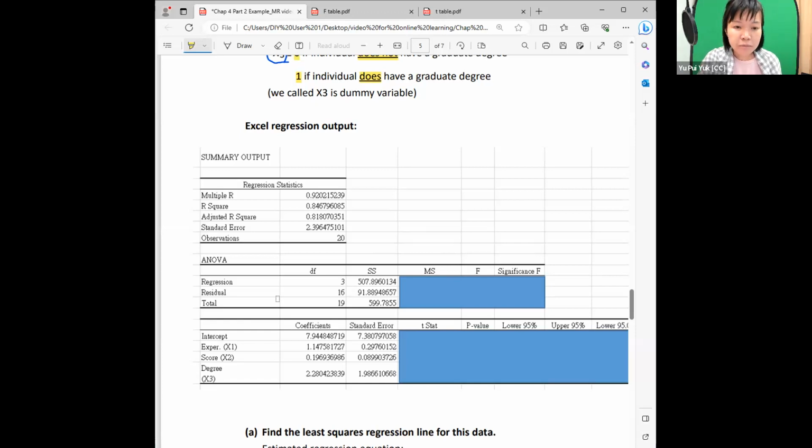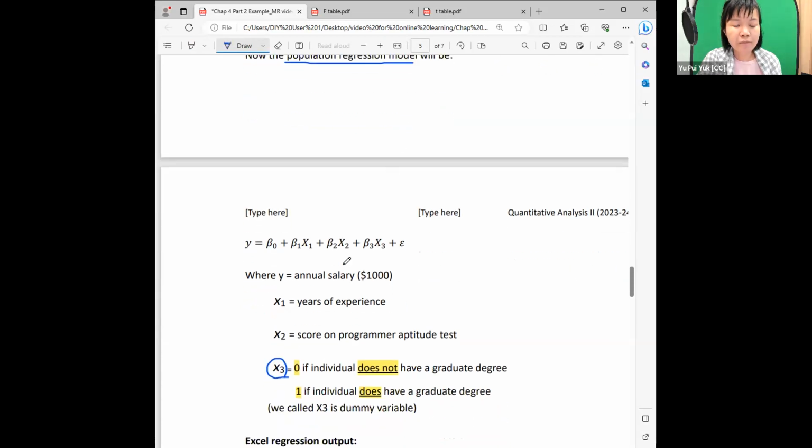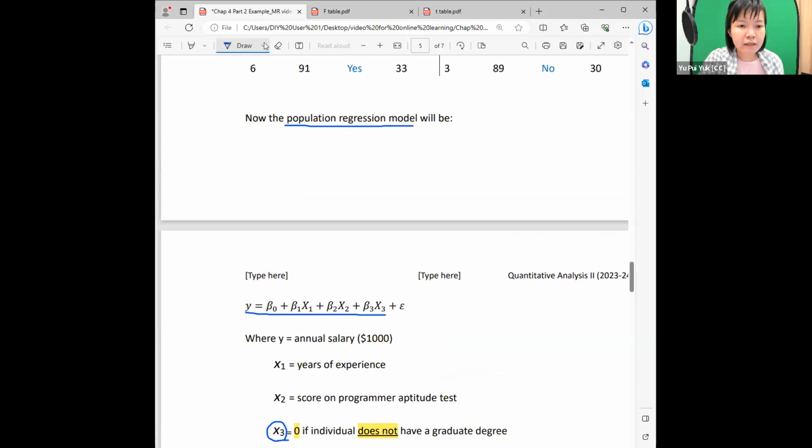Now here is the population regression model, which is already given in the question. The form is y equals beta naught plus beta 1 x1 plus beta 2 x2 plus beta 3 x3 plus epsilon. Epsilon is the random error. It cannot be found, so usually we just need to consider the former part.